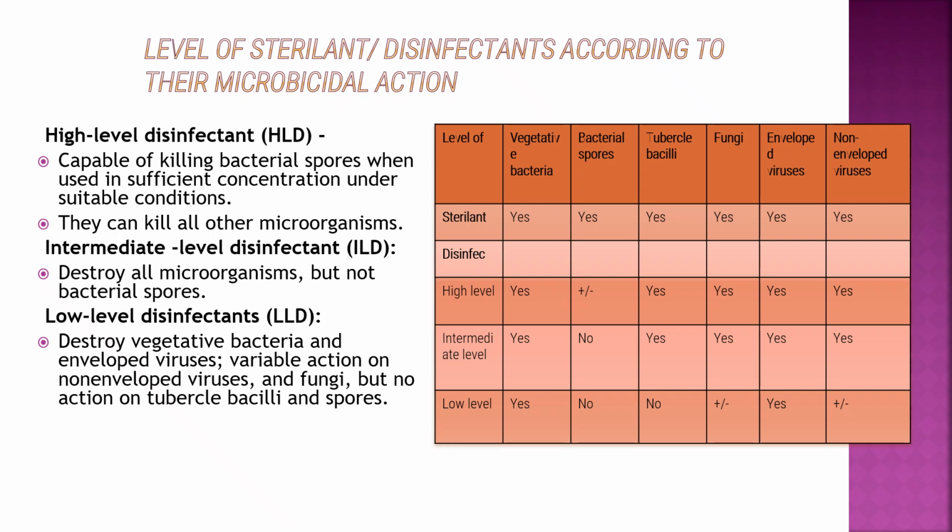Then among disinfectants there are 3 types: high level, intermediate level and low level. High level disinfectants kill all the morphological forms of organisms except bacterial spores. Intermediate level disinfectants do not kill bacterial spores but they can destroy all other microbiological forms. Low level disinfectants do not kill bacterial spores, and fungi plus minus, non-enveloped viruses plus minus.